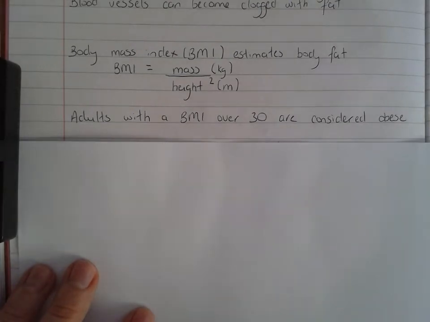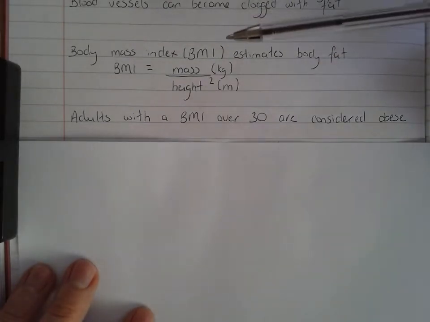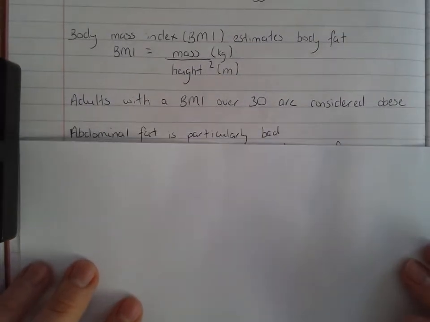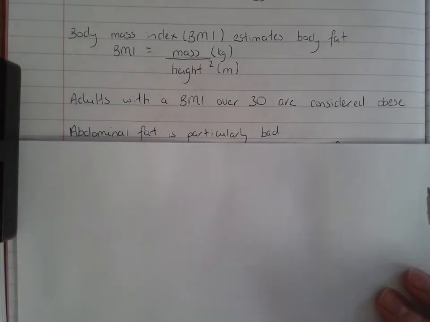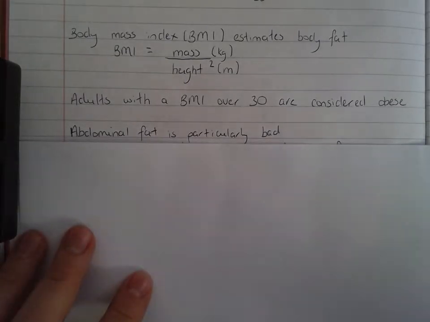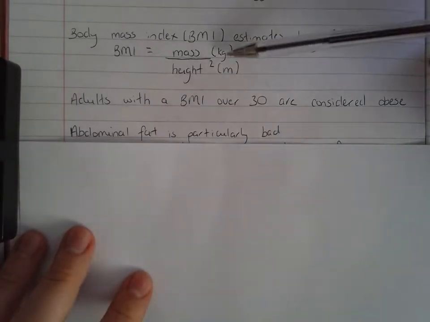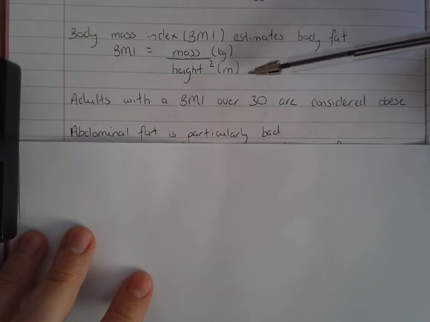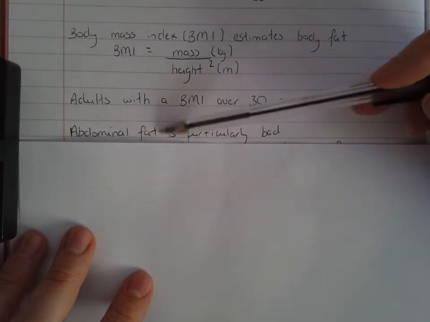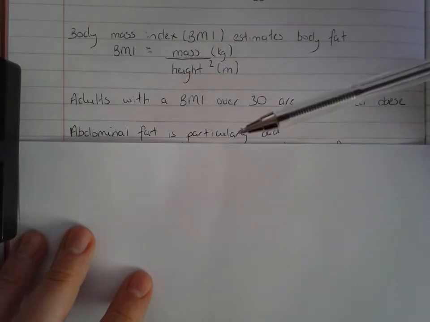So continuing on, I said in the last video that you use BMI to estimate your total body fat, but it's actually abdominal fat, the fat that you carry around your middle, that's particularly bad and most linked with cardiovascular disease. So rather than getting your BMI, which is just your total body fat, to see if you're at risk of cardiovascular disease, it's more accurate to calculate your abdominal fat.